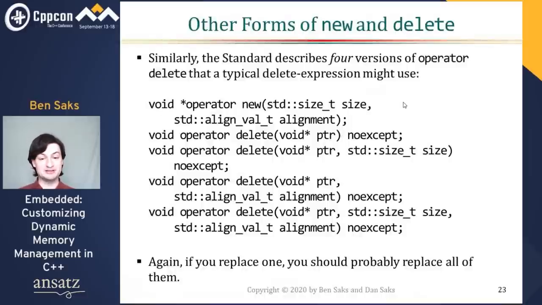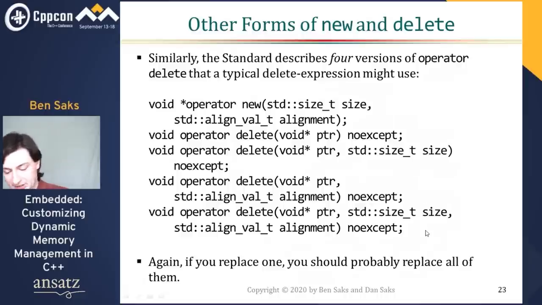There are actually four versions of operator delete that a typical delete expression might use. There's a delete that takes a pointer to void, a delete that takes a pointer to void and a size, a delete that takes a pointer to void and an alignment, and then one that takes pointer to void, size, and alignment. And again, depending on which toolchain you're using, a delete expression might invoke different ones of these functions, because you need to be prepared for that. So, for example, the operator delete that gets called by a delete expression on current versions of GCC, I've found to be different from the one that gets called by Visual C++ by default. So if you replace any of your operator deletes, you probably want to replace them all.